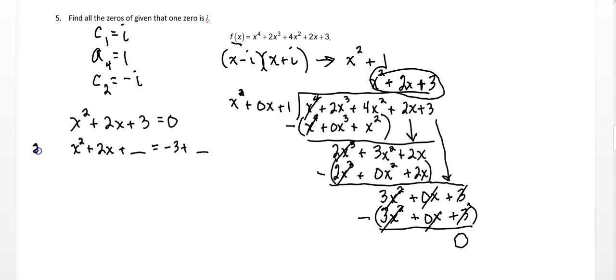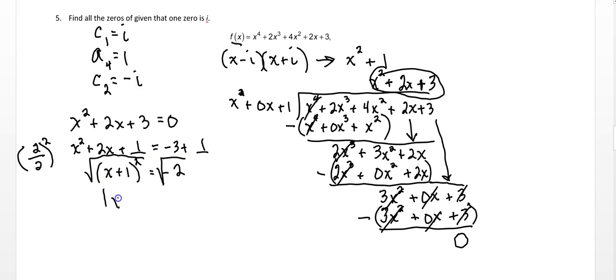Take half of b and square it. That gives me 1. This factors into (x plus 1) squared. And the other side simplifies to negative 2. Now we take the square root of both sides.